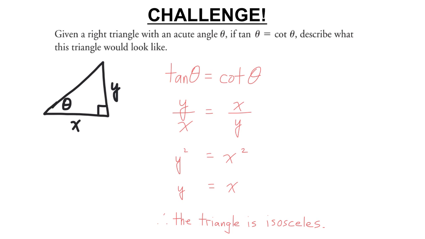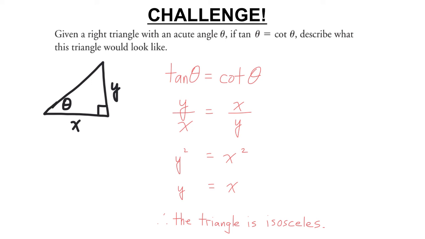So to figure this out, I started with just making a drawing. I have a right triangle, an acute angle theta. I labeled some sides with x and y, and I'm told that the tangent of the angle is equal to the cotangent of the angle, so I started with that. Now in my drawing, the tangent of theta is opposite over adjacent, y over x. The cotangent will be x over y. Now if those are equal, let's cross multiply.